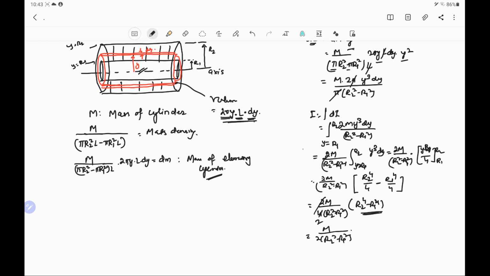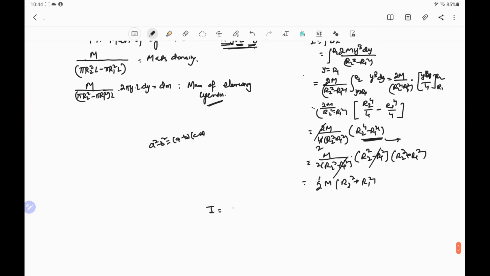And we will take the factors of this. It will be R2 square minus R1 square and R2 square plus R1 square, using the formula A square minus B square equal to A minus B into A plus B. And this R2 square minus R1 square will be cancelled out with this. And remaining is 1 by 2 M, R2 square plus R1 square. The final result is: the moment of inertia of the annular cylinder about the axis is 1 by 2 M, R2 square plus R1 square. This is a general formula.